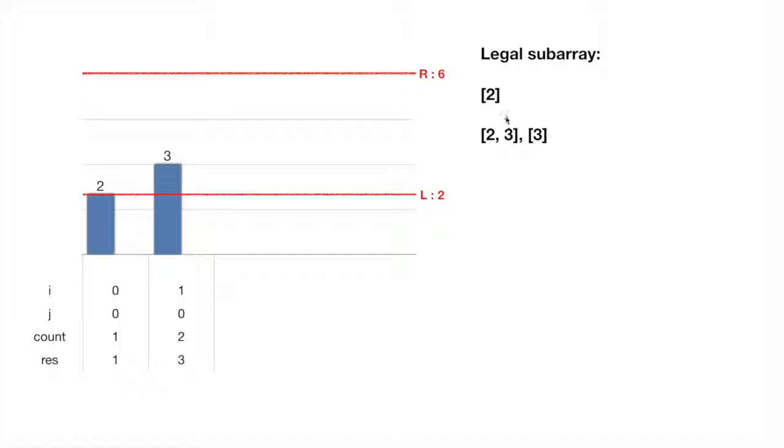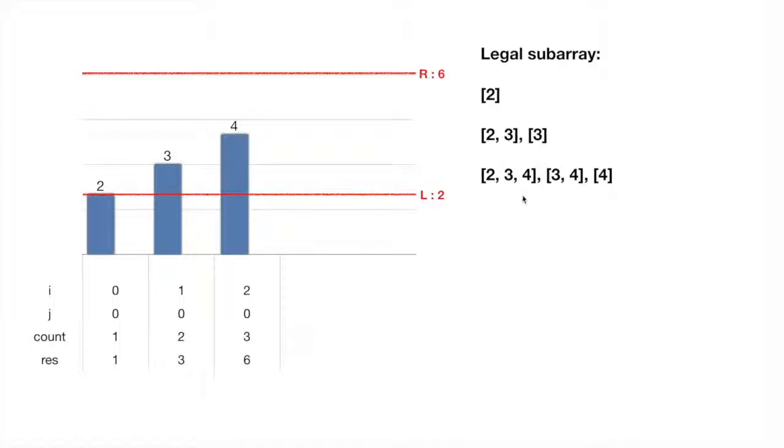2, 3 equals 2 appended with a new element 3, and 3 is just like a single element, which is totally new. And now we have a new element 4, and also increase the index. The count equals I minus J plus 1 equals 3. We have 3 new subarrays: 2, 3, 4, then 3, 4, and 4.